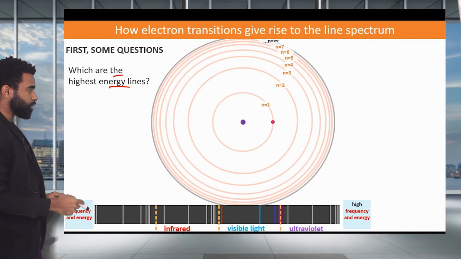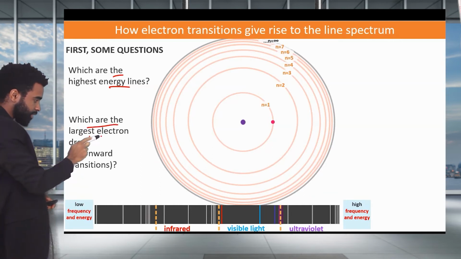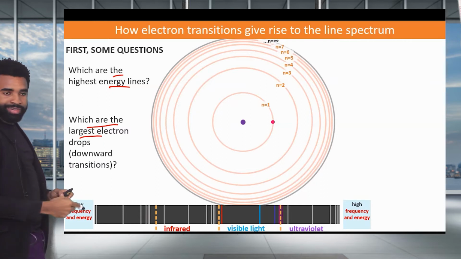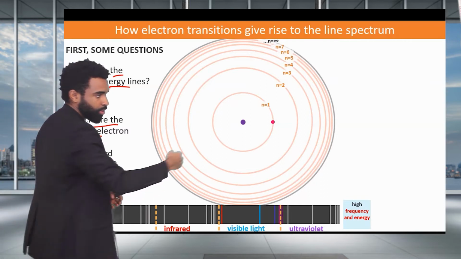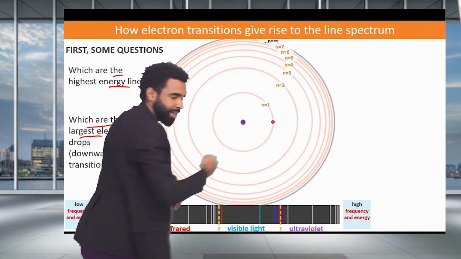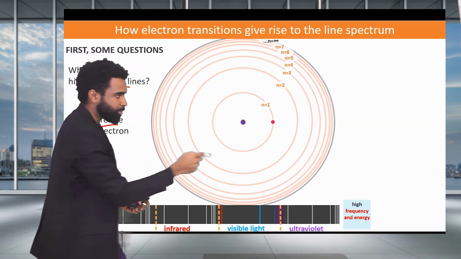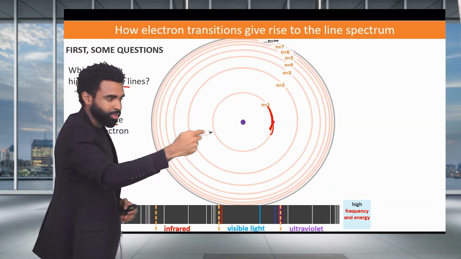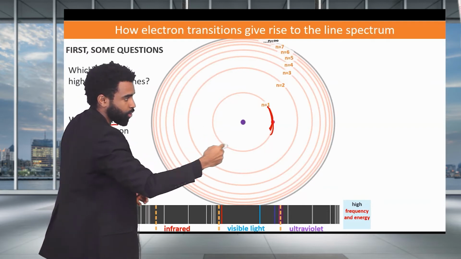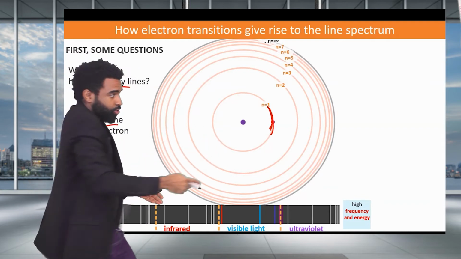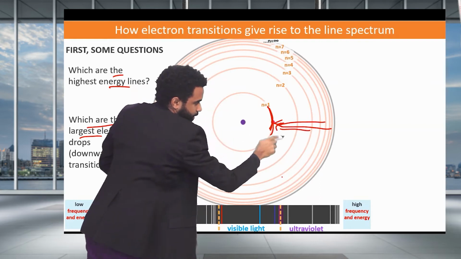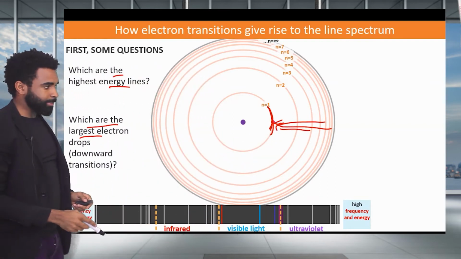And now here's another question for you. Which are the largest electron drops, or downward transitions? So what are the largest possible electron drops downwards like that? It must be into n equals 1, right? You can think of n equals 1 as the lowest possible state. So the largest energy drops would be drops down into here, maybe from there to there or there to there, and so on and so forth, right?